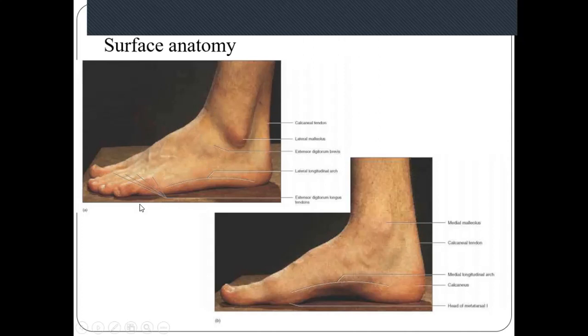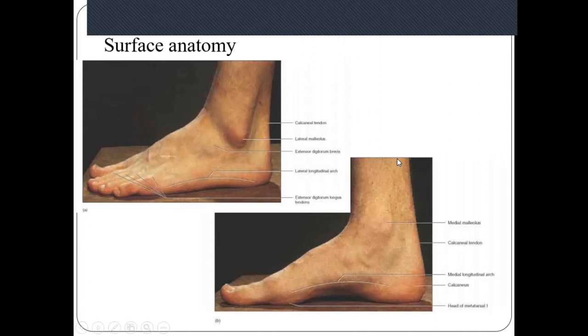So in the surface, you can see some tendons, which are extensor digitorum longus muscle tendons. In this area, you can see the main muscle of the dorsum of the foot, the extensor digitorum brevis.